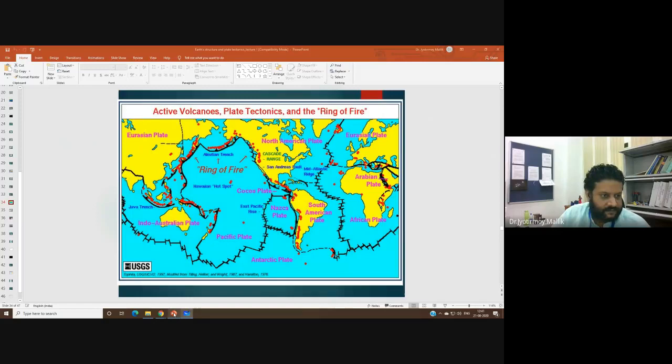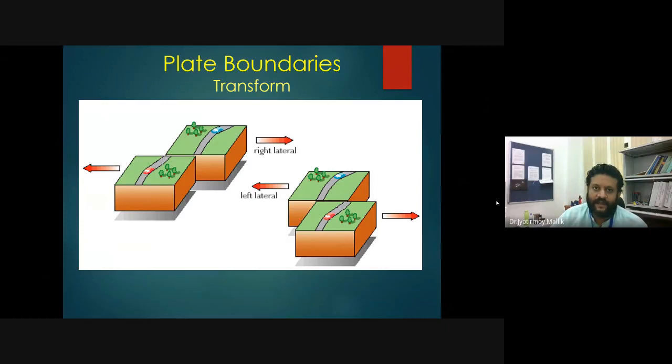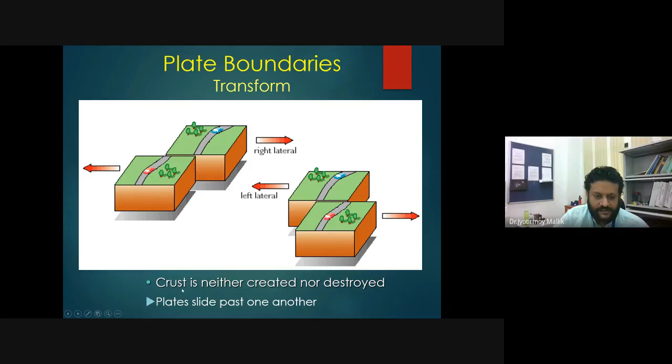Now, if we take our discussion forward, the third kind of plate boundary is the transform fault, and this is what we call where one plate moves past another. So there is no generation of new crust, and there is no destruction of crust. This is just sliding past each other, okay. And this is what we call a transform plate boundary. Every ridge that you find, every mid-oceanic ridge or divergent plate boundary, is always associated with these transcurrent faults or transform plate boundaries. Okay, but they also exist on their own. So crust is neither created nor destroyed. Plates slide past one another.